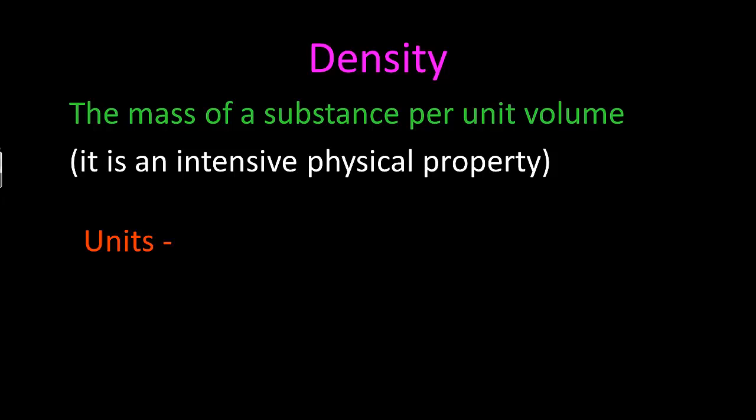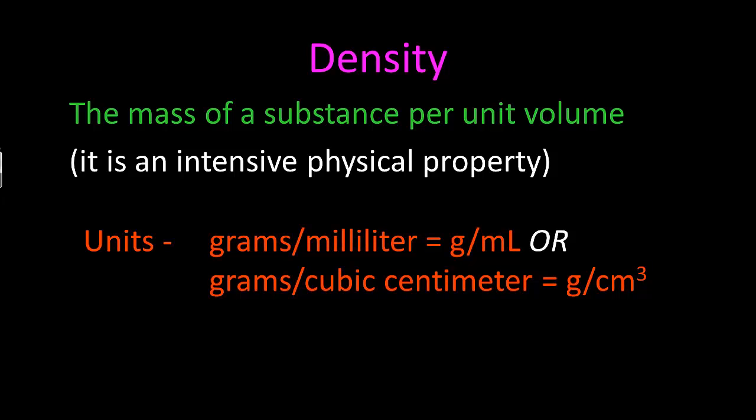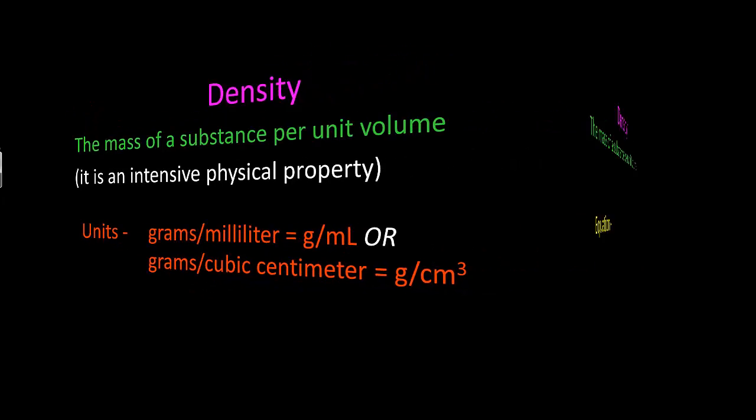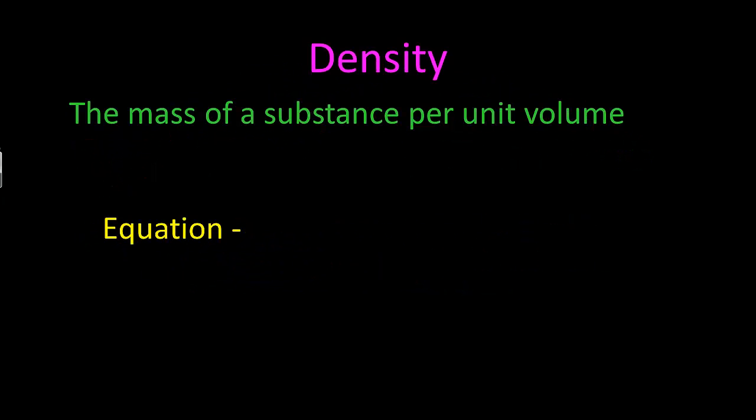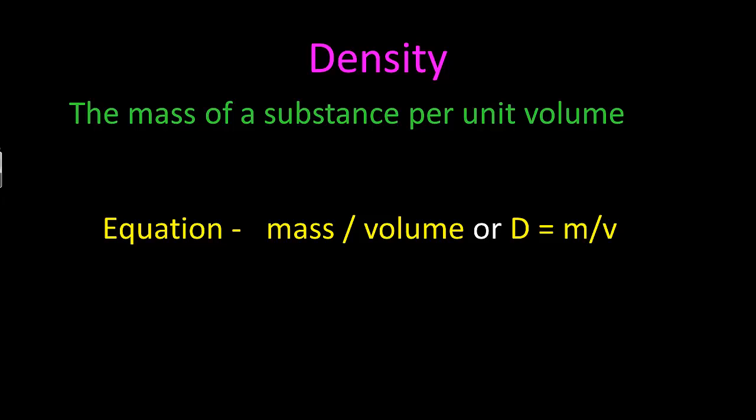The mass of a substance per unit volume is what density is. It is an intensive physical property. The units for density are grams per milliliter or grams per cubic centimeter. The equation for density, if it's mass per unit volume, would be mass divided by volume.